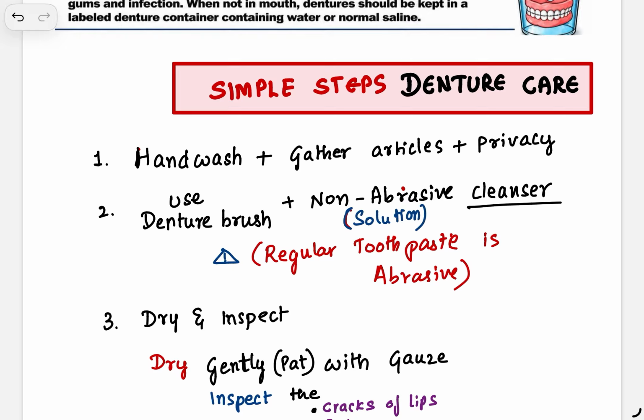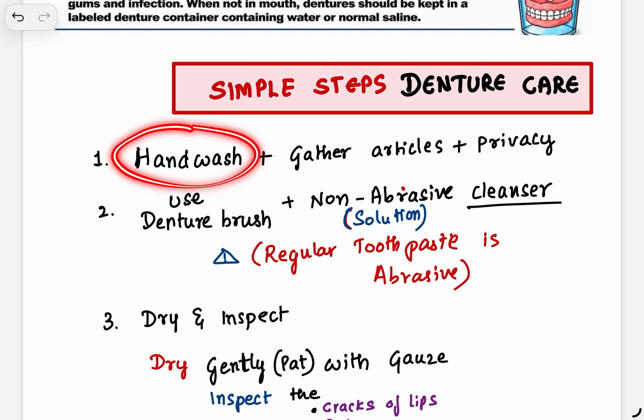Actually here they don't use toothpaste itself. Then what will they use, sir? As I said earlier, non-abrasive cleanser or non-abrasive solution. Is that clear? So we will not use the toothbrush, we will not use the toothpaste, we will use the cleanser solution, and that should be non-abrasive. Is that clear? Okay.